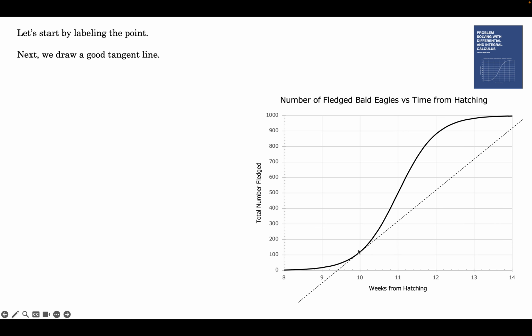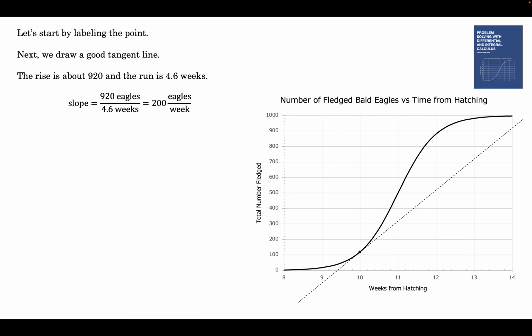The slope of this line is the number per time that fledged. So the rise goes from 0 to 920, something like that. And the run goes from 9.4 to 14, which is 4.6. So the rise is 920 eagles, and the run is 4.6 weeks. Divide those two to get the ratio, the rate. The rate is 200 eagles per week at 10 weeks.